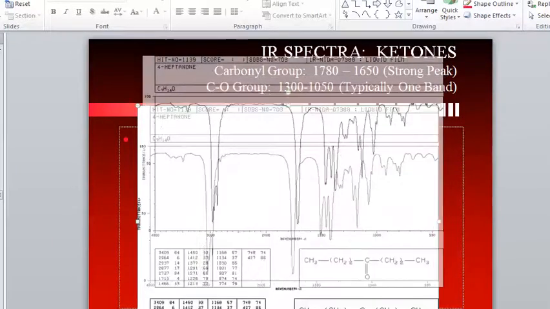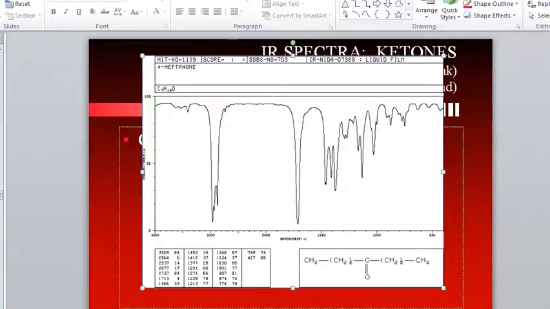My next ketone, 1700 peak. There is no aldehyde group. There is no carboxylic acid group. I come over 1000 to 1300. I see a peak that happens at 1050. I see another one that happens at around 1150. I see one that happens close to 1200. I see a little clump that happens here close to 1300.